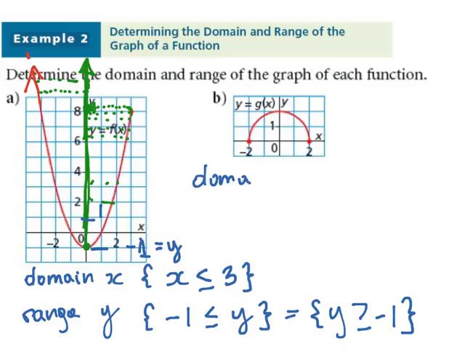Again, we're looking for the x or the horizontal axis. Notice that x on the horizontal axis is trapped between -2 and 2. What do you mean trapped by that?